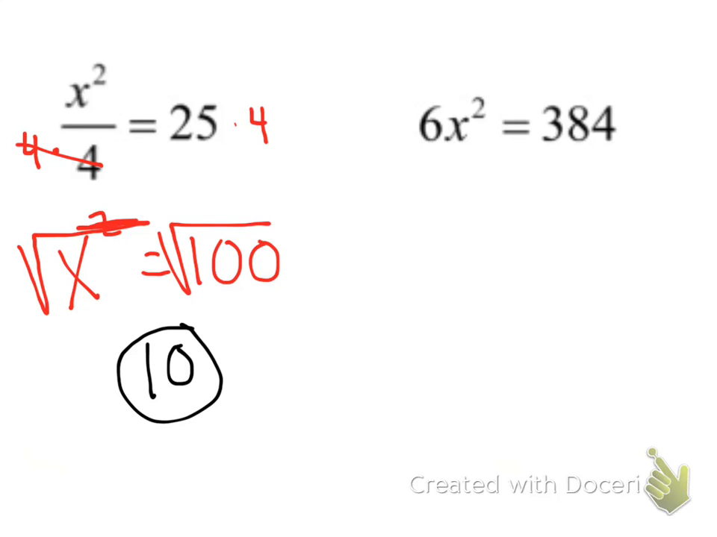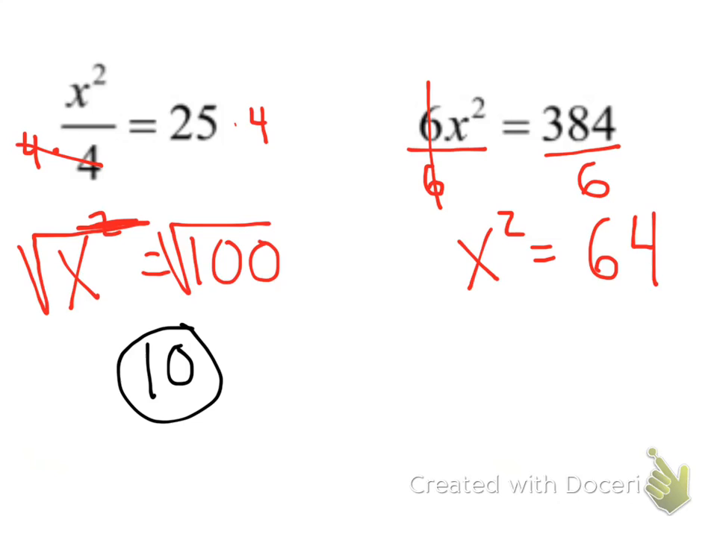So let's do this next one. If I do my inverse order of operations, I'm going to divide by 6. Or excuse me, I'm trying to solve a two-step equation here, so I'm actually doing the reverse of the order of operations. That gives me 64. So x squared is equal to 64.